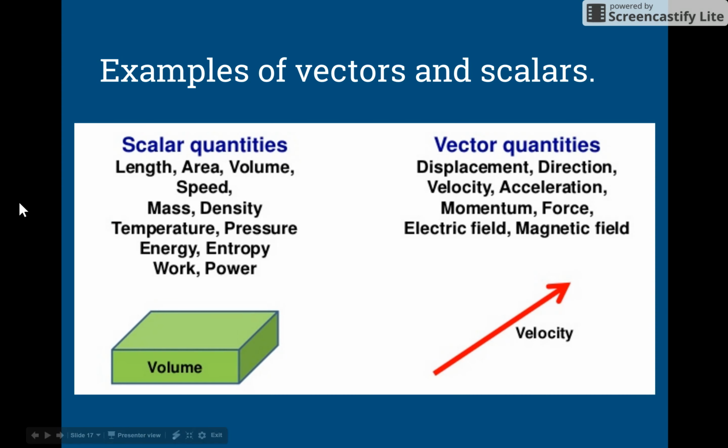Examples of vectors and scalars. Scalars only have an amount, a magnitude, like length, area, volume, speed, mass, density, temperature, pressure, energy, entropy, work, or power. Things that have direction and a magnitude, like displacement, velocity, acceleration, momentum, force, electric field, and magnetic field, are represented with an arrow because they include a direction and a magnitude.